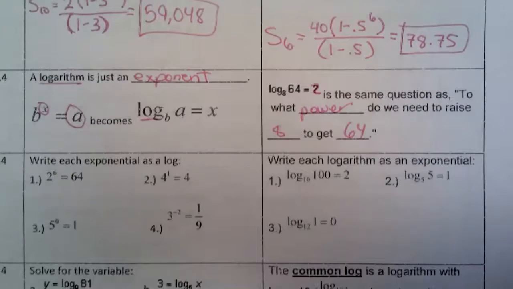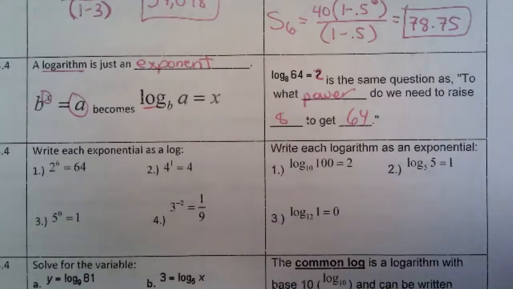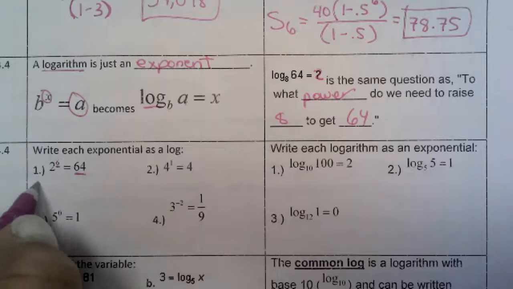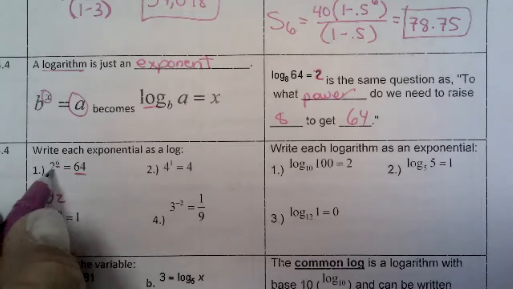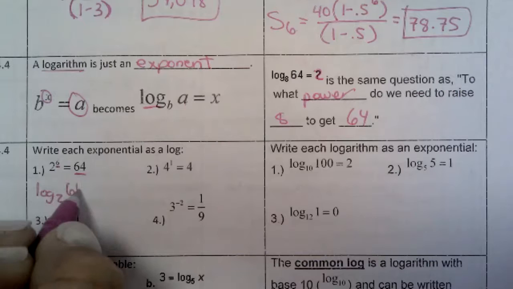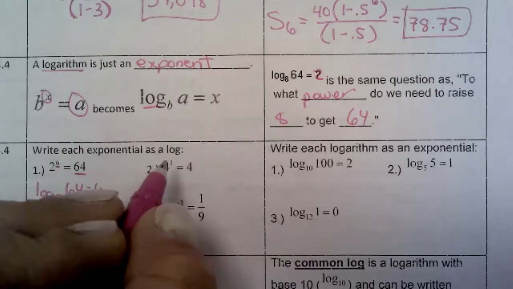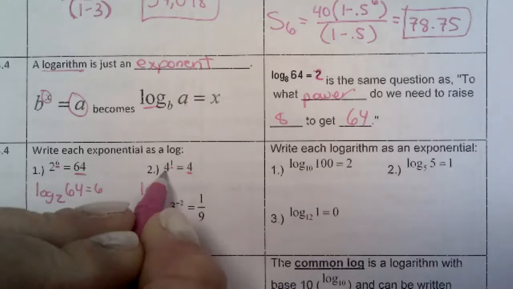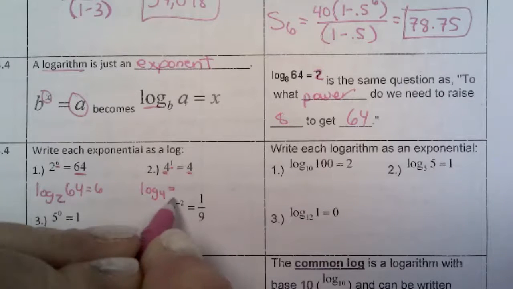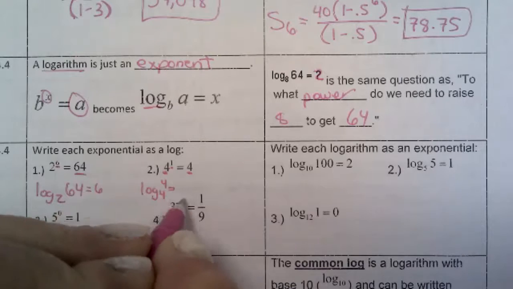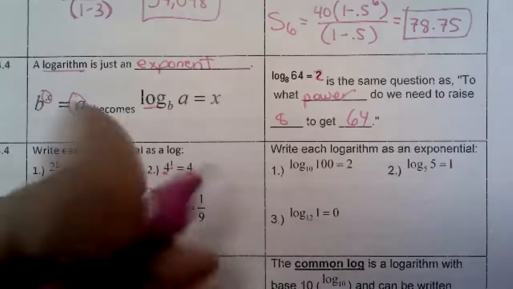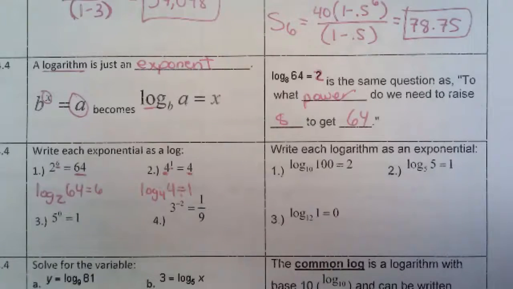All right, so let's take a look at just writing each as either a log or an exponent. Okay, so on this one, these two change places and it becomes log base 2. So this 2 goes down there and I have 64 equals 6. Same thing, these two change places. So log base 4, this becomes my base to the 4th power. So log base 4 equals 1.